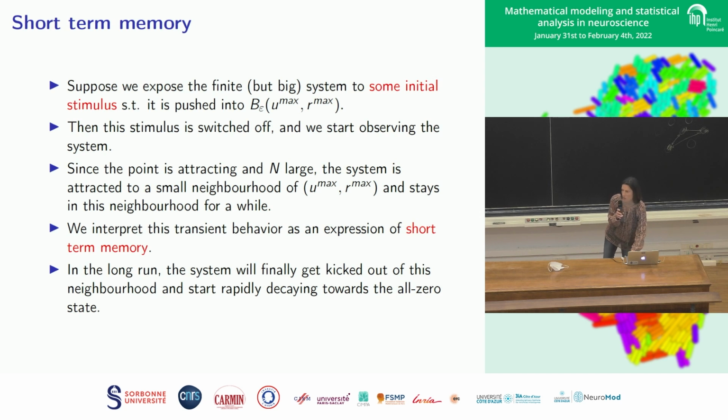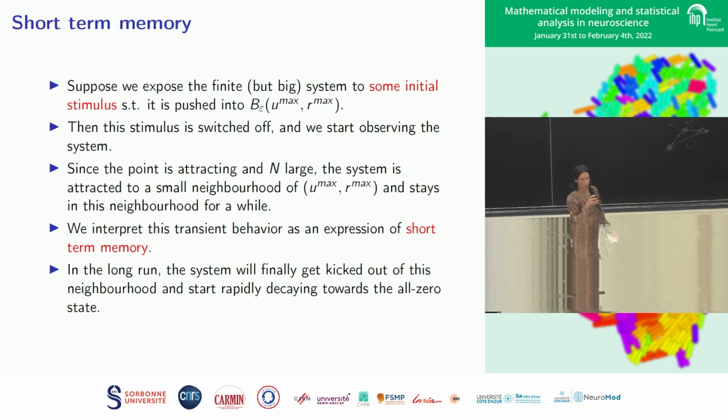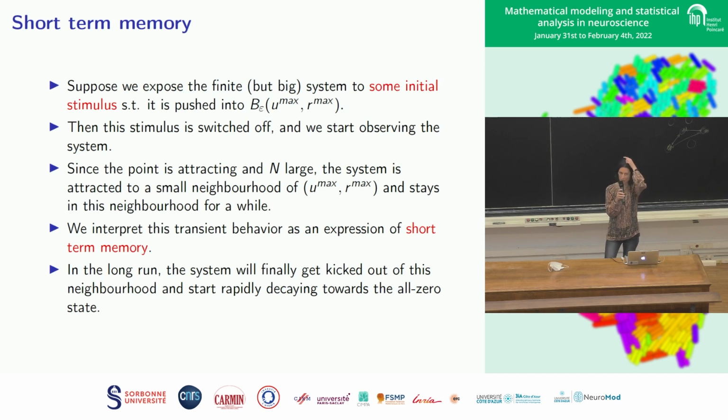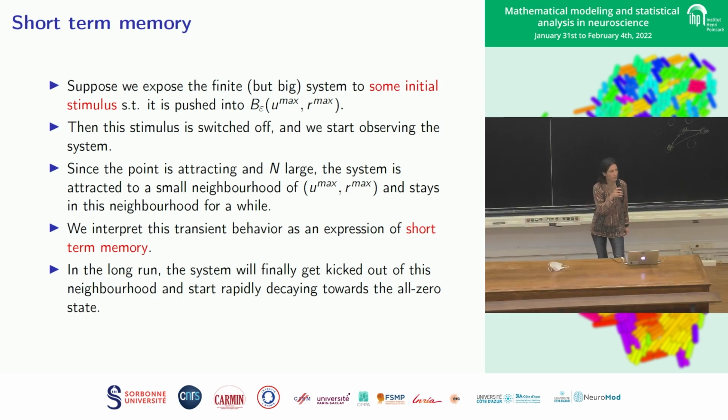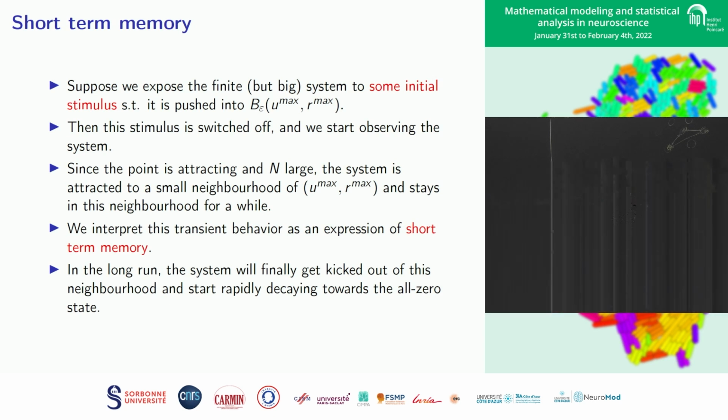Okay. And this is what we interpret as an expression of this short-term memory. So I already said it. I suppose that initially we have some stimulus which pushes the system into this domain of attraction. We switch the stimulus off and we start observing the system. But since the point is attracting, the limit system is attracted to a point, and so the finite system follows the limit system at least over finite time intervals. And this behavior we interpret as a short-term memory. Of course, in the long run, the system will tend to the zero state, but this is not what we saw in the simulations. At least not in the first one that I showed you.